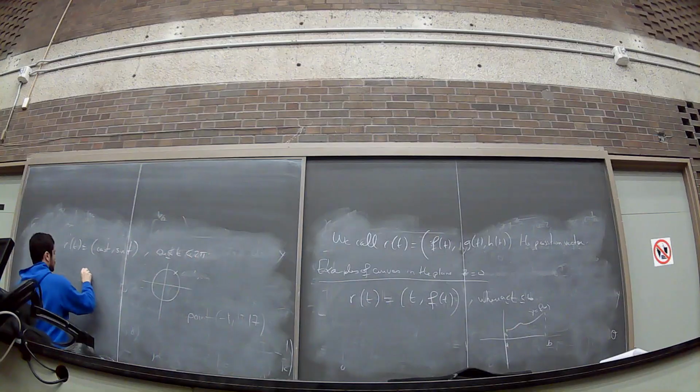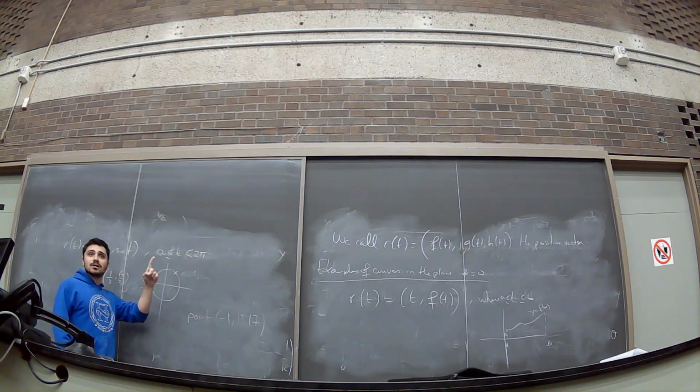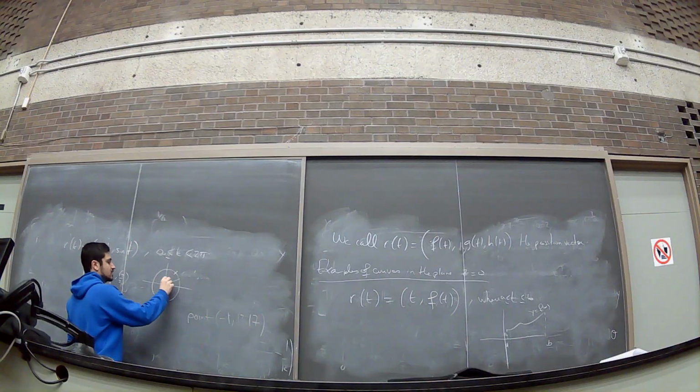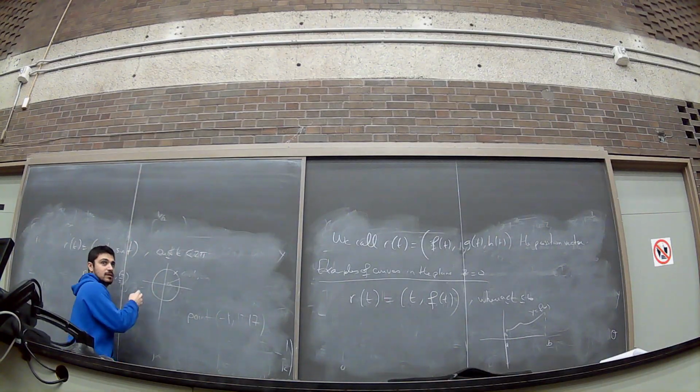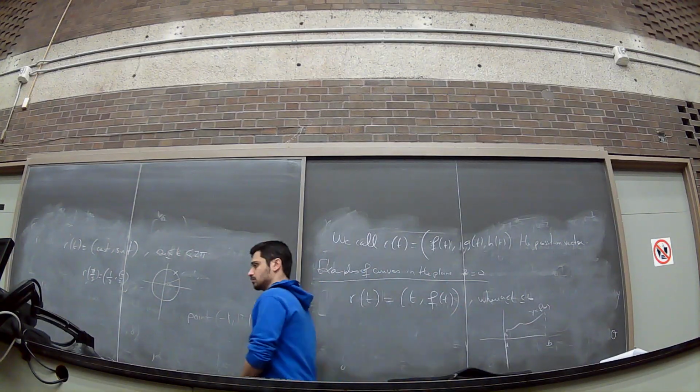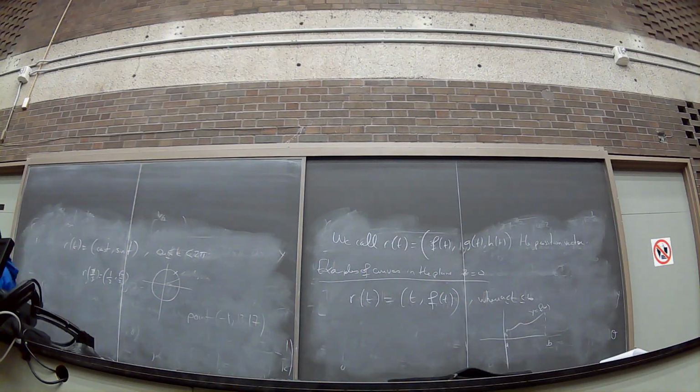So what is r of pi over 3, let's say? It's cos pi over 3, sin pi over 3, which is 1/2, root 3 over 2. Right? What is t in that case? T is my angle, right? This is t in that case. This is the parameter. Awesome. So far so good? Easy to score.